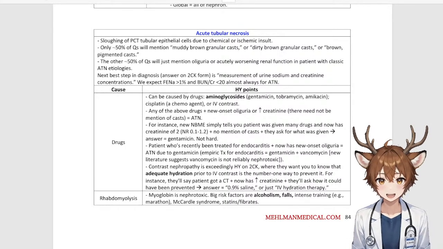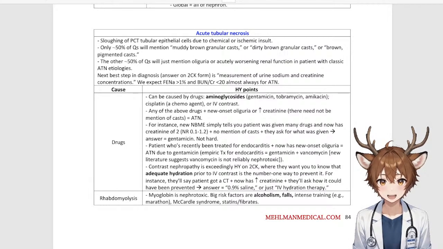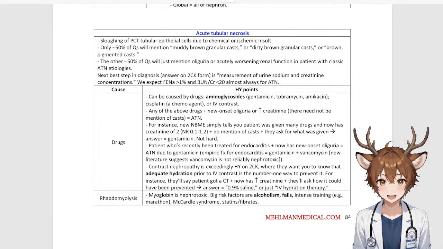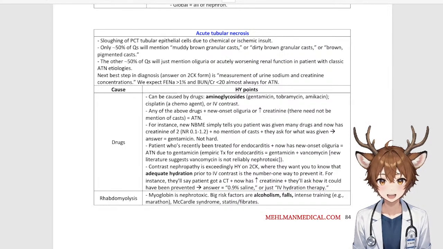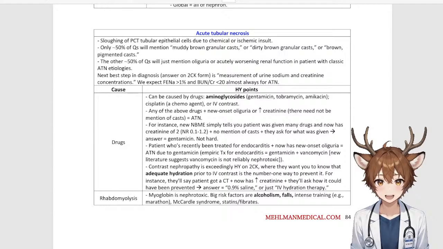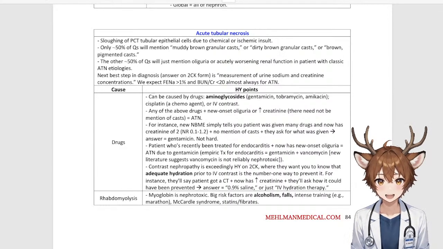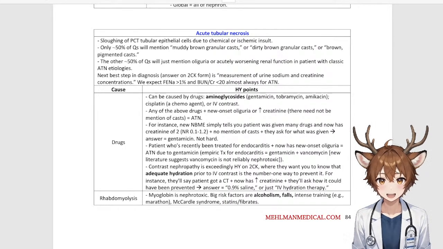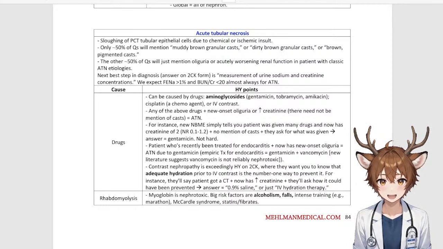Anyway, let's continue. Acute tubular necrosis. Sloughing of the proximal convoluted tubular epithelial cells due to the chemical or ischemic insult. Only 50% of questions will mention the muddy brown granular cast or dirty brown granular cast or brown pigmented cast. That's a very key detail, but they only mention it half the time. The other 50% of questions will just mention oliguria or acutely worsening renal function in patient with classic ATN etiologies. Again, ATN is acute tubular necrosis.